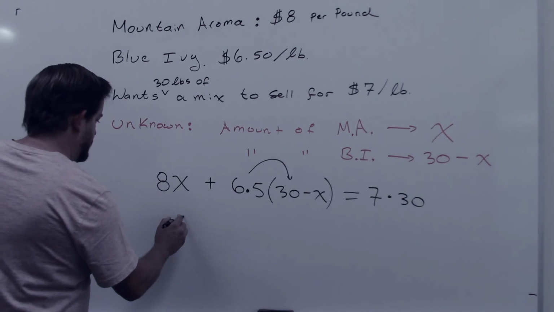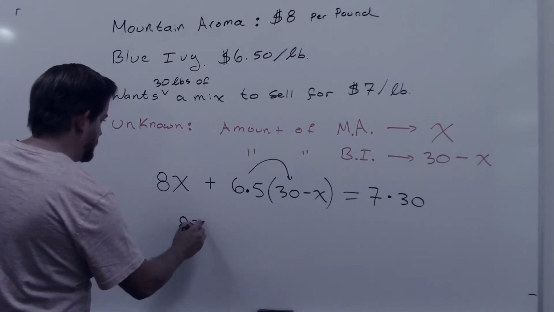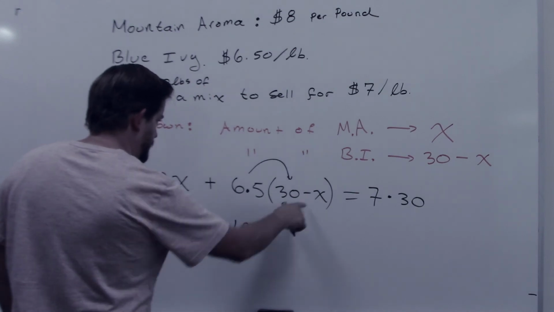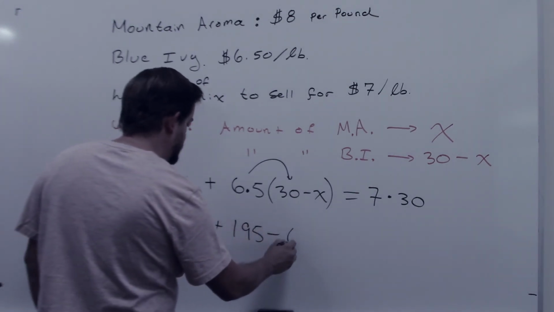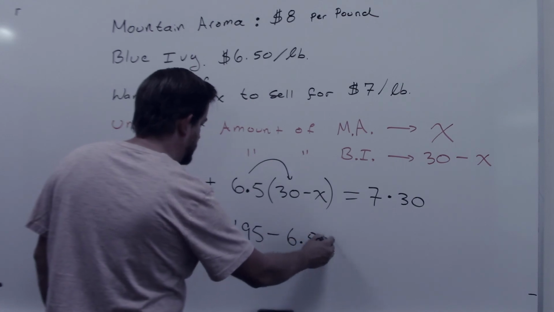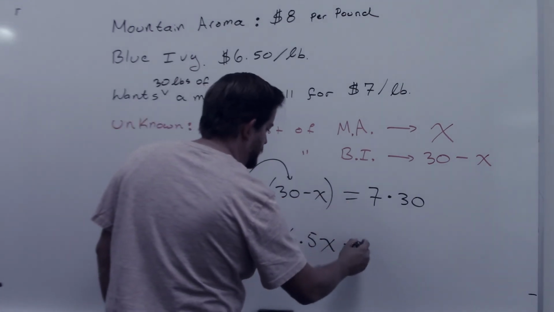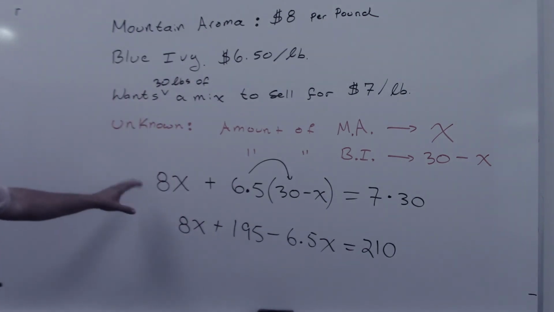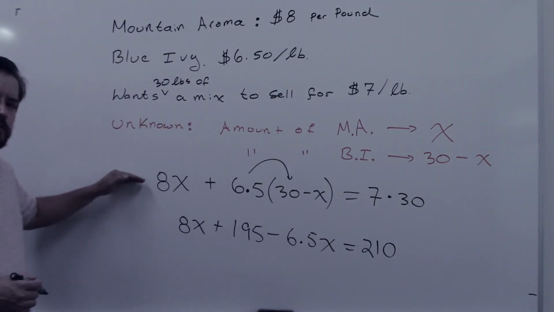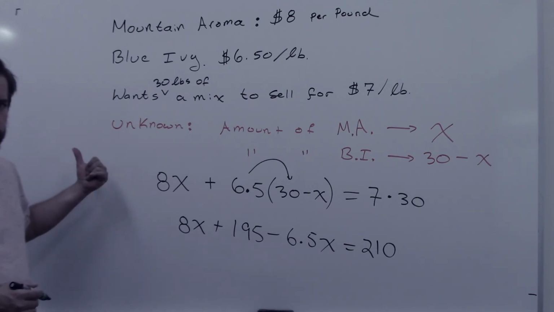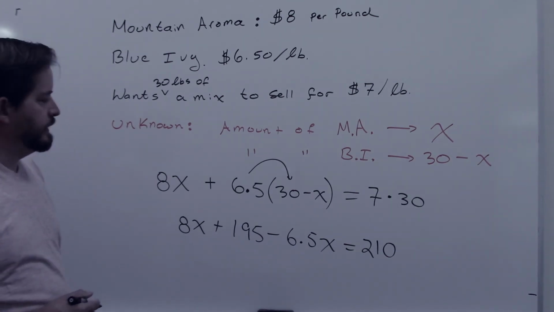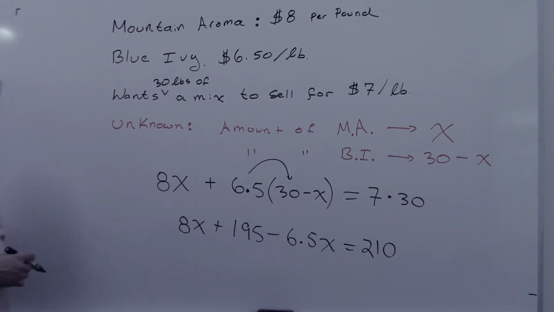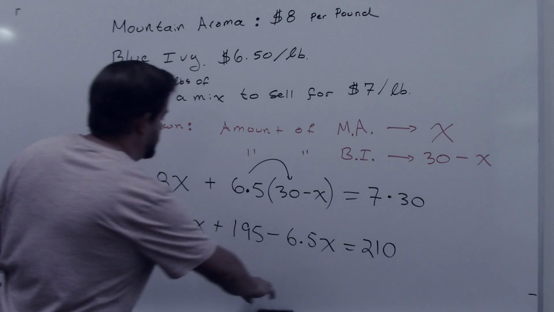So I've got 8x plus 195 minus 6.5x equals 7 times 30, 210, right? And that's my equation. And once again, the hard part is creating this equation. Once I simplify it, we're all the way back to 1.3 again, right? So let's take this. If you need to pause, write this down, do it now, because here it goes.